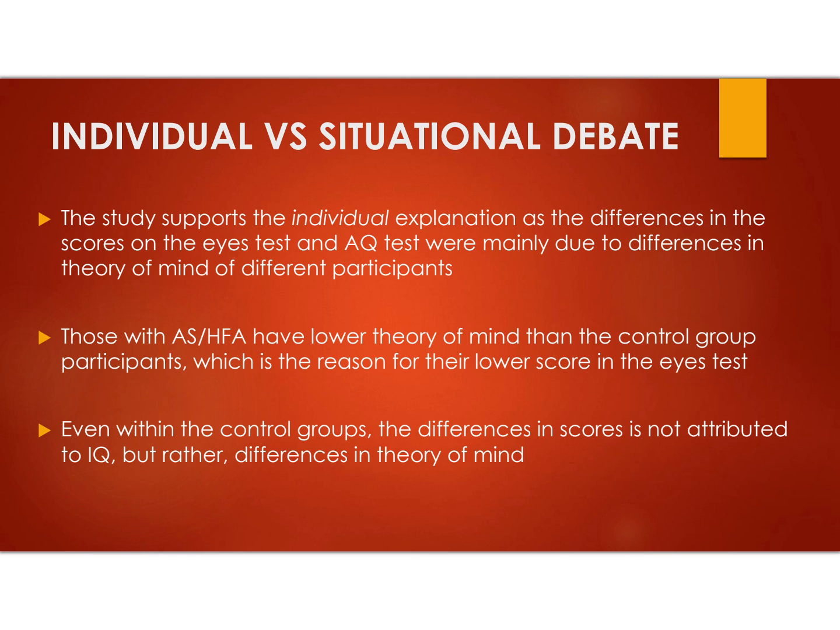In terms of the individual situational debate, it's purely individual because different participants had different scores based on their theory of mind. If you have autism, if you have ASD, you're likely to score poorly because you have low theory of mind, whereas those who have higher theory of mind are going to score higher. So theory of mind is an individual trait. Everyone has different empathy. Everyone has a different ability to judge emotions. So that's definitely an individual trait, which is why it's favoring the individual explanation.